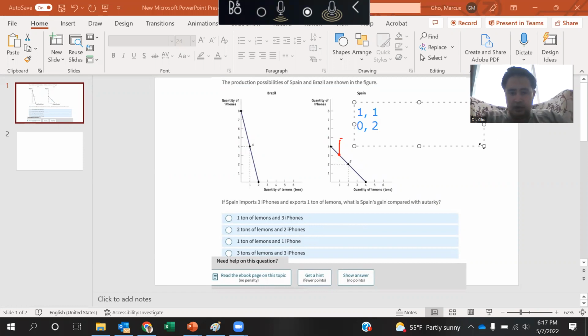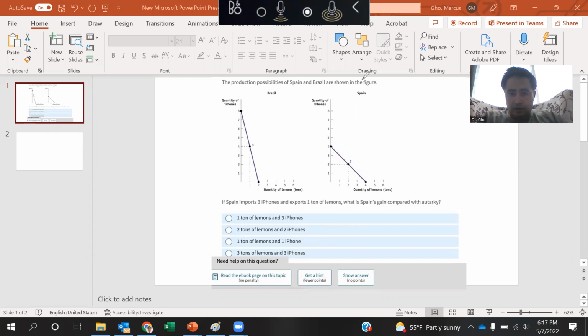Let's see what the answers are. 1 ton of lemons, 3 iPhones. That is not an answer. 2 tons of lemons, 2 tons of iPhones. That's not outside of the autarky line. 1 ton of lemons, 1 iPhone. Okay, this looks like the right answer right here. And 3 tons of lemons and 3 iPhones.